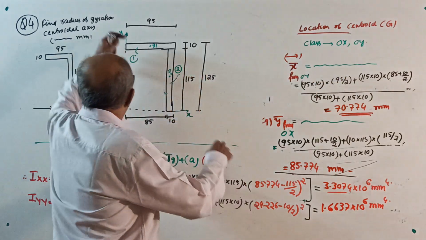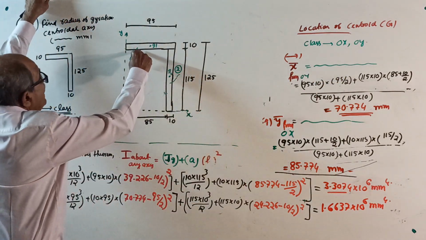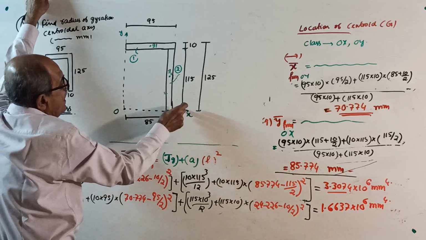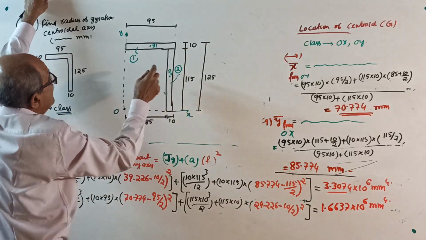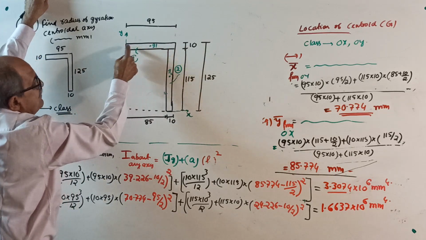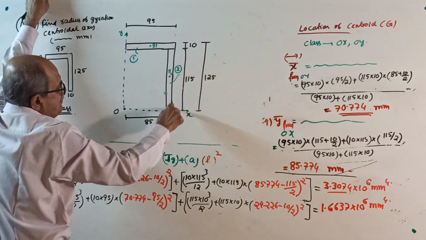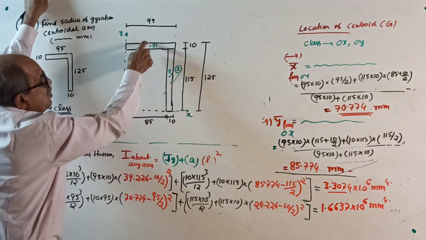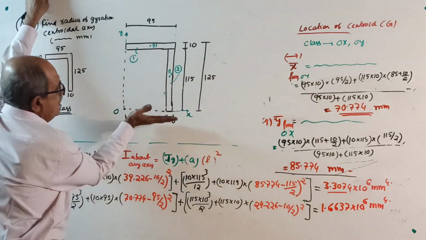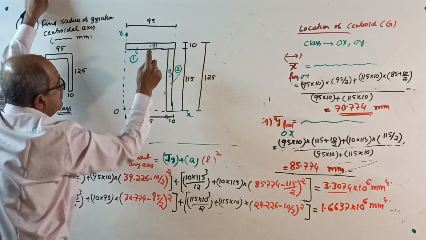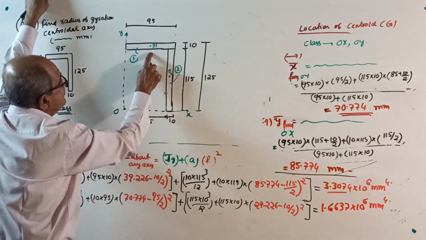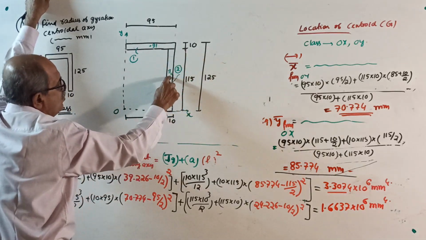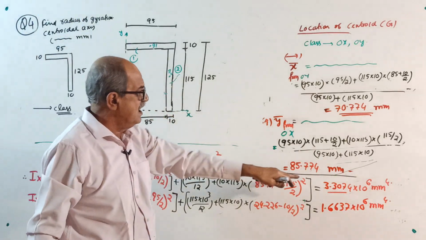Same story. I will take the reference point here. I will divide like this: 95 intact, this is 10, this is 10 and 115. Start. X bar: 95 into 10 into 95 by 2 plus 115 into 10 into 85 plus 10 by 2, divided by total area will give X bar. Y bar: 95 into 10 into 115 plus 10 by 2, y1, then 10 into 115 into 115 by 2, divided by area will give Y bar.